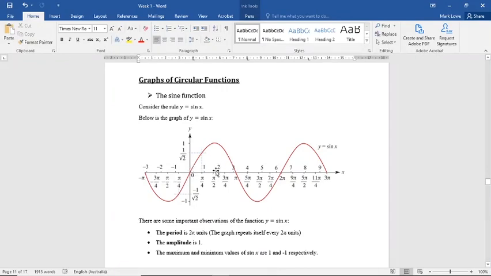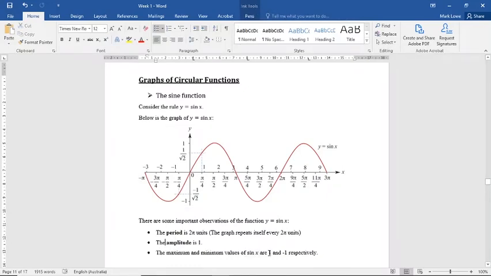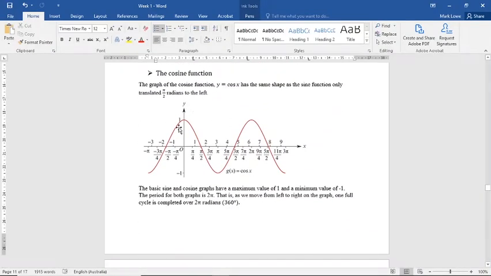The amplitude is the distance from here to here, or half the distance between the maximum and the minimum. So the amplitude is 1. The maximum and minimum values of sine x are 1 and -1 respectively. For the graph of y equals cos x, it's the same shape, only shifted across, translated pi on 2 radians to the left. It also has a period of 2 pi radians, so every 2 pi, the graph repeats itself. Again, it has a maximum and minimum value of 1 and -1, and its amplitude will be 1 as well. So that's the graphs of sine x and cos x.